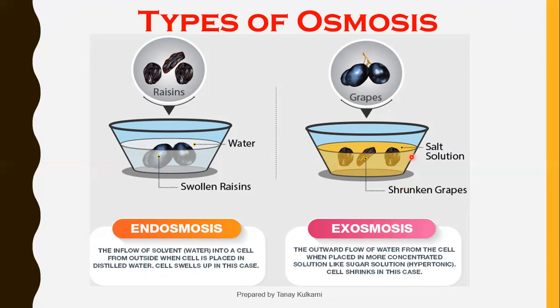Exosmosis is defined as the movement of water molecules from the cell to the outside. For this, you have to keep grapes in a salt solution. Correct? After a few hours, you can see that the water from the grapes has come out and the grapes will shrink.